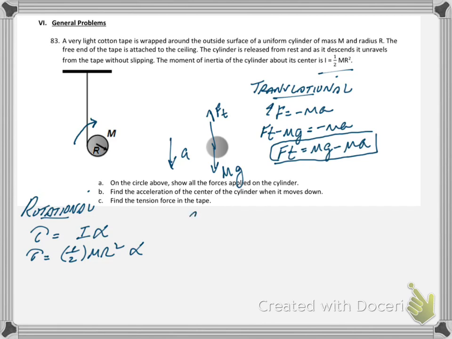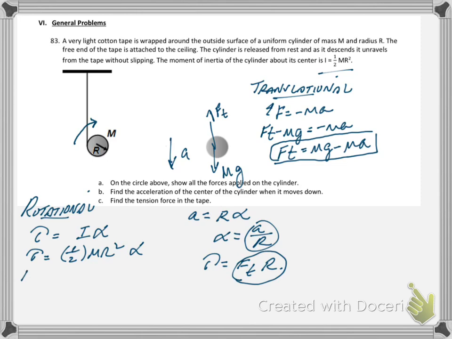So we know that acceleration equals r times angular acceleration. So angular acceleration is acceleration over r. So we can plug this in for our angular acceleration. We also know that torque is equal to force, in this case it's a tension force, times the radius. So we can plug this in for our torque. So let's do those substitutions. So we have tension force times r equals 1/2 mr squared times a over r.